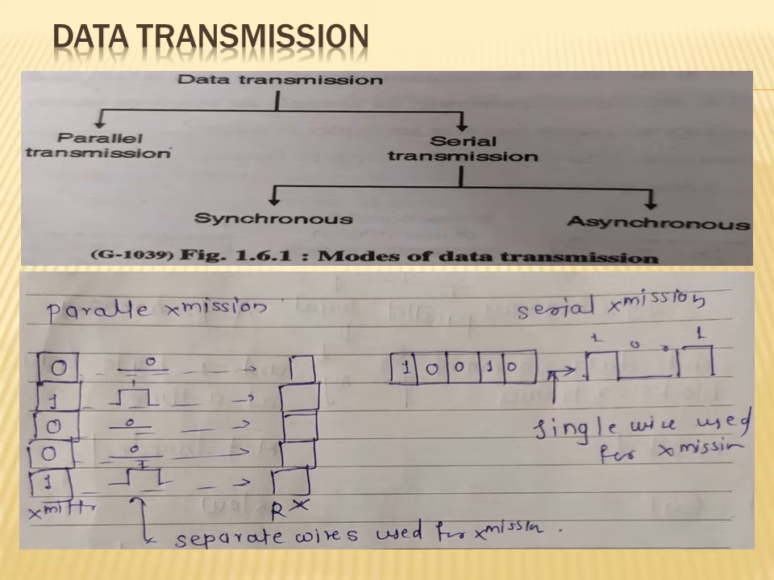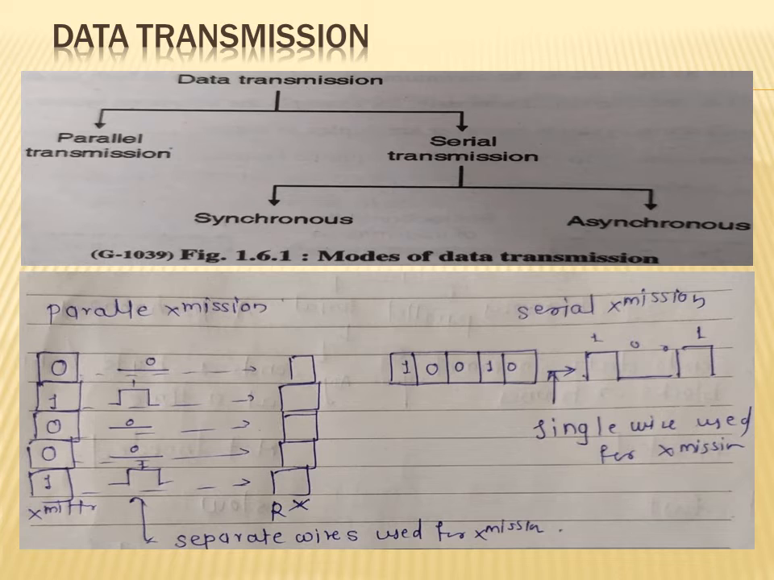Data transmission is divided into two types. The first one is parallel transmission and the second one is serial transmission. Serial transmission is again divided into two types, synchronous and asynchronous. First we see parallel transmission.